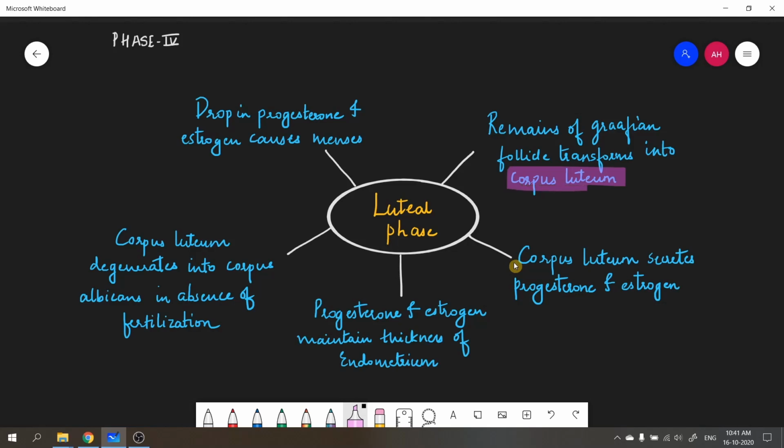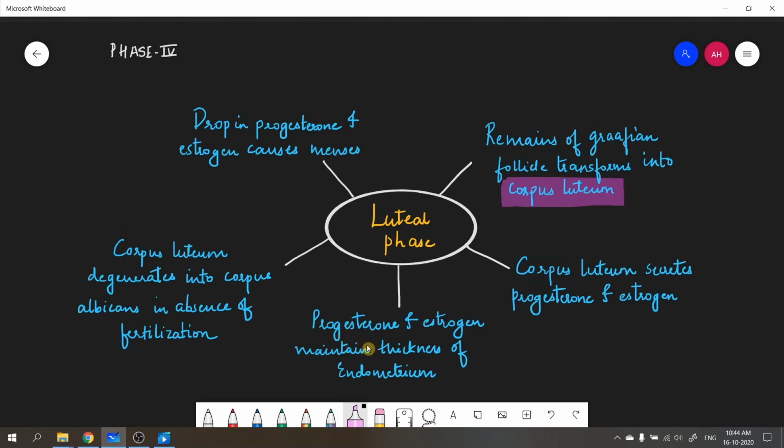It acts like a temporary endocrine gland because it secretes hormones. So it secretes progesterone and estrogen. These two hormones, progesterone and estrogen, maintain the thickness of the endometrium and they prepare the uterus and the endometrium so that in case fertilization takes place, the endometrium is prepared to receive the embryo. Now, the points that I have mentioned here are in the absence of fertilization. So let us see what happens if there is no fertilization.